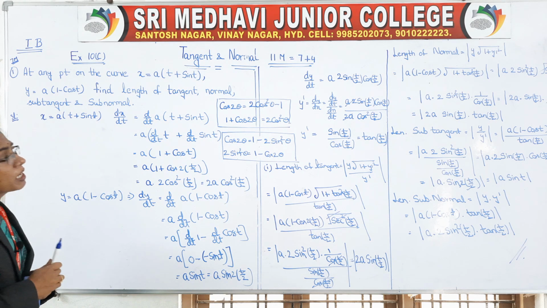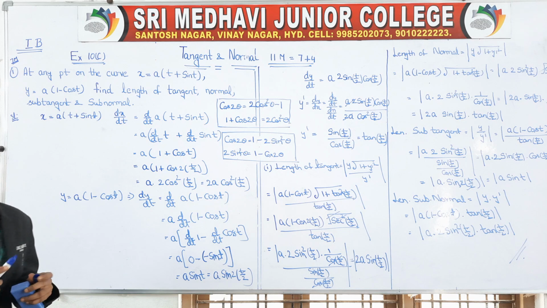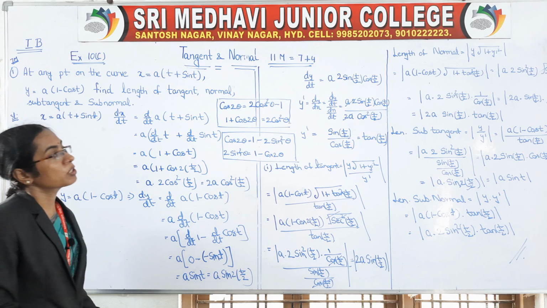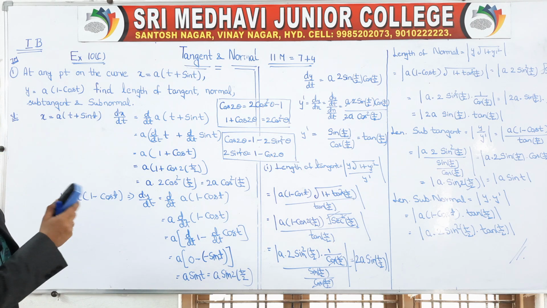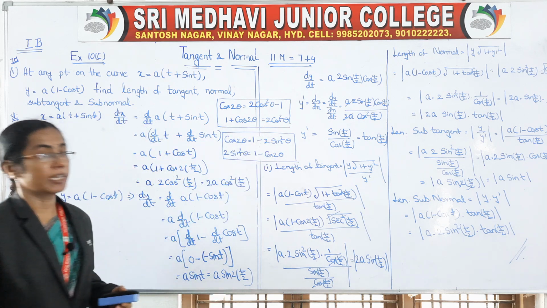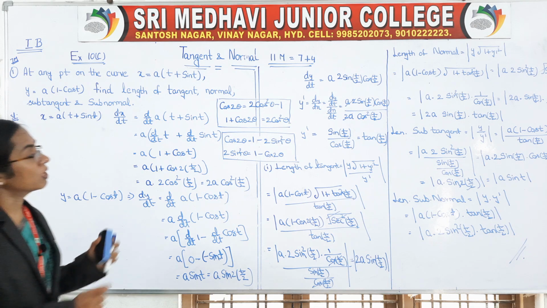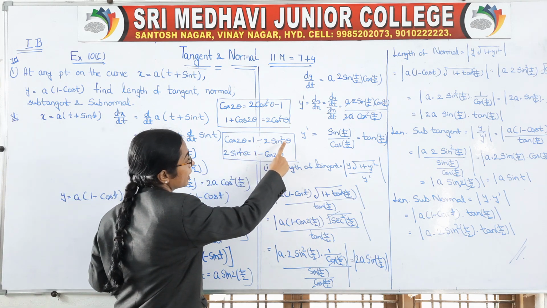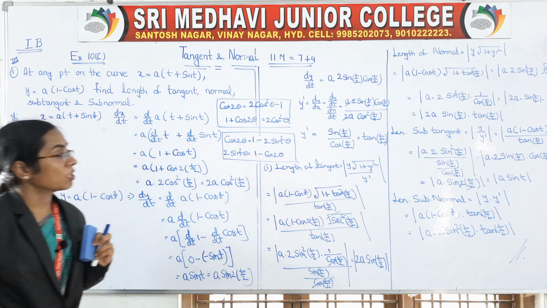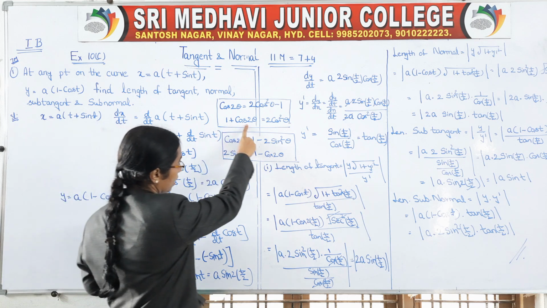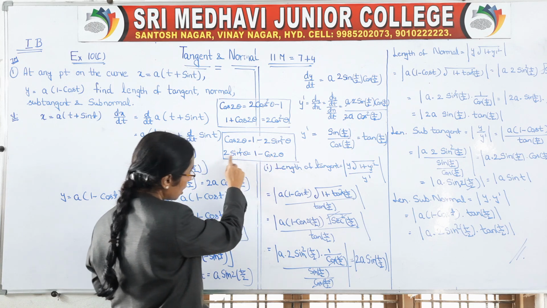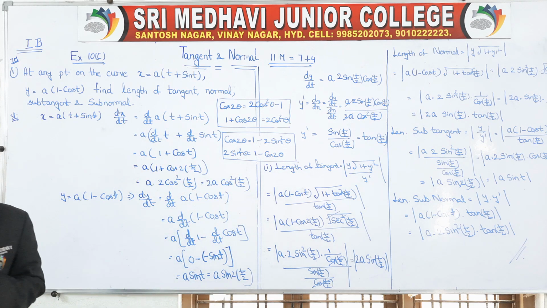So observe, here we have taken 2 trigonometric formulas. One formula is cos 2 theta is equal to 2 cos square theta minus 1. If we bring the 1 this side, 1 plus cos 2 theta is equal to 2 cos square theta. Similarly, cos 2 theta is equal to 1 minus 2 sin square theta. Bring this negative value this side, 2 sin square theta is equal to 1 minus cos 2 theta. That means, suppose we are having 1 plus cos 2 theta, we have to take 2 cos square theta. Suppose 1 minus cos 2 theta, we have to take 2 sin square theta.